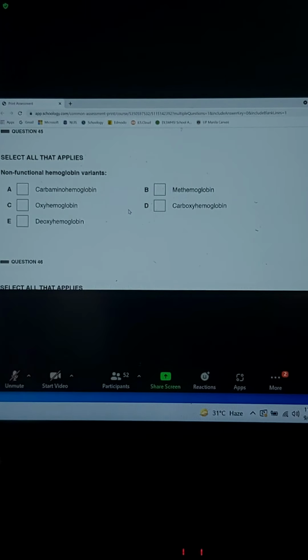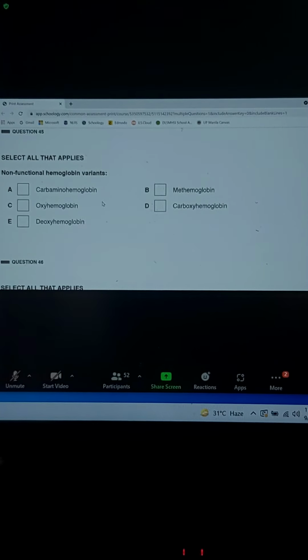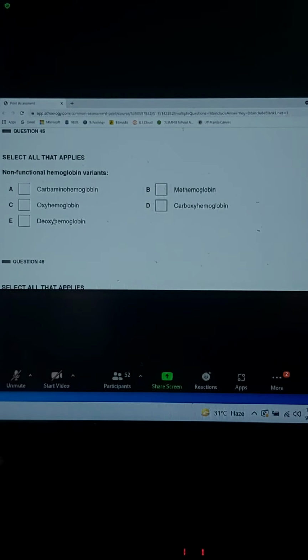Question number 45, non-functional hemoglobin variants. Carbo and met. D po. So letter B and letter D. So methemoglobin and carboxyhemoglobin. So hindi sila functional. While your A, C, and E, these are all functional derivatives or variants of your hemoglobin.